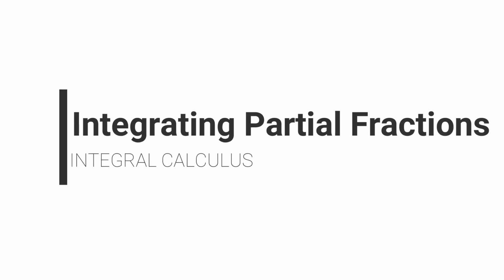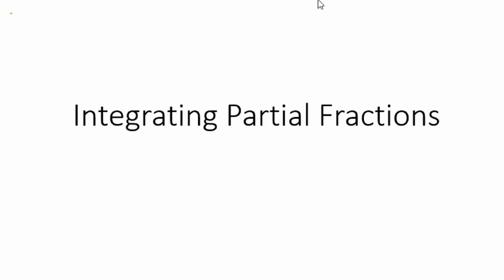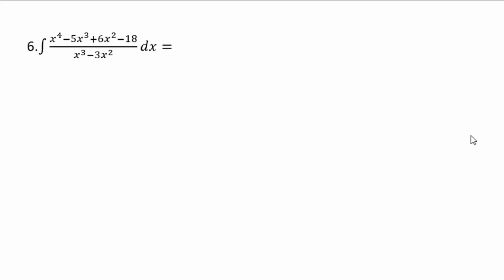Today, we are going to discuss integrating partial fractions. In number 6, we have the integral of x to the fourth power minus 5x cubed plus 6x squared minus 18, divided by x cubed minus 3x squared, dx. Since the degree of the polynomial in the numerator is greater than that of the denominator, first we are going to divide the integrand.